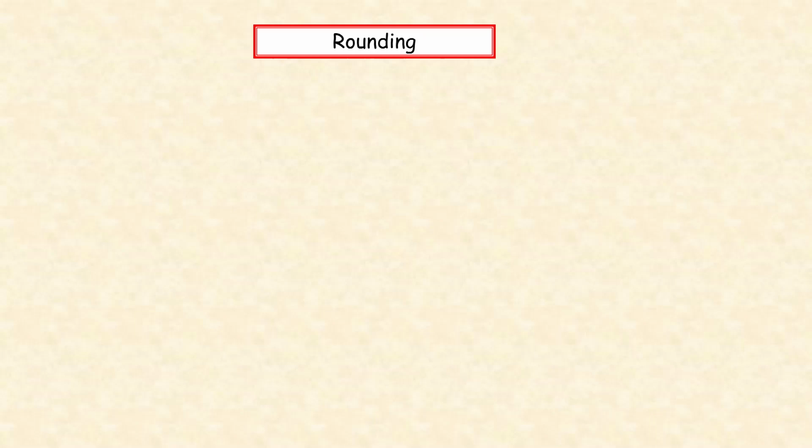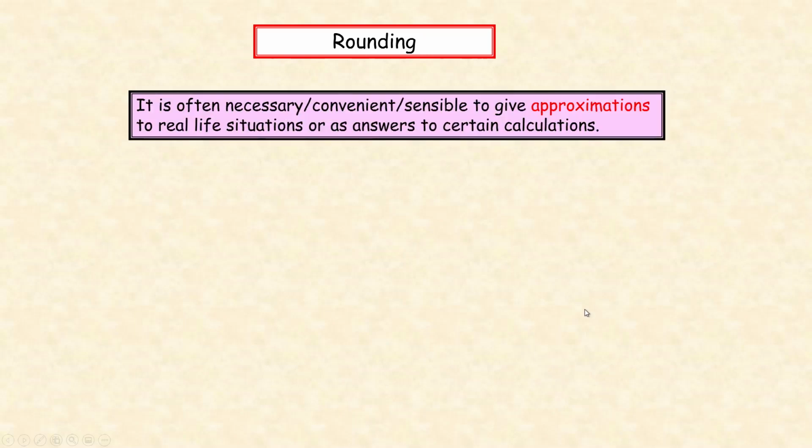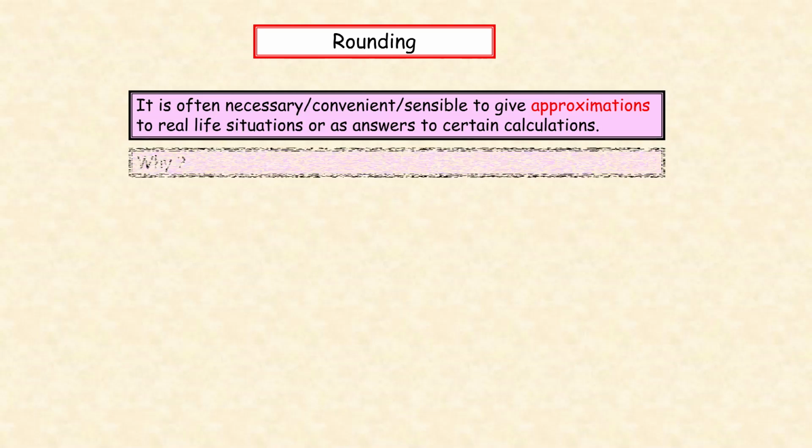Okay, so we're going to look at rounding numbers. And you could ask, why? Why don't we just give the exact answer? Well, sometimes in real life situations, it makes more sense to give an approximation or an estimate.